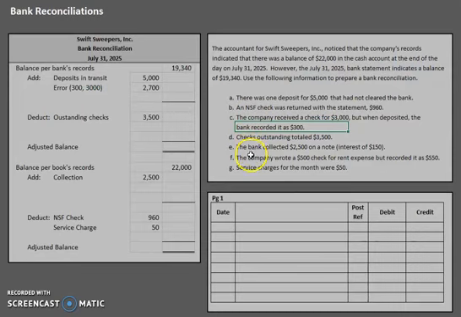Here on F, the company wrote a $500 check for rent expense but recorded it as $550. So let's go through those questions. Who made the error? The company made the error, so it's going to go on our book side. Our second question, what is the difference here? Well, the difference is $50. $550 minus $500, so it's $50. So we know it goes on the book side, and we know it's $50.